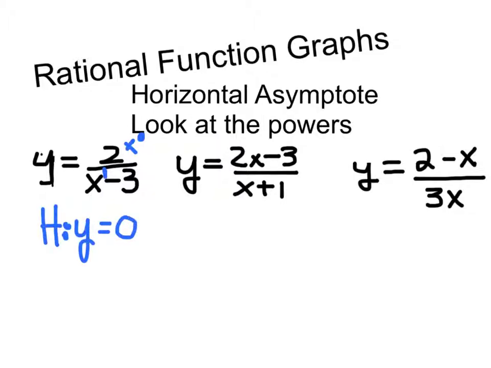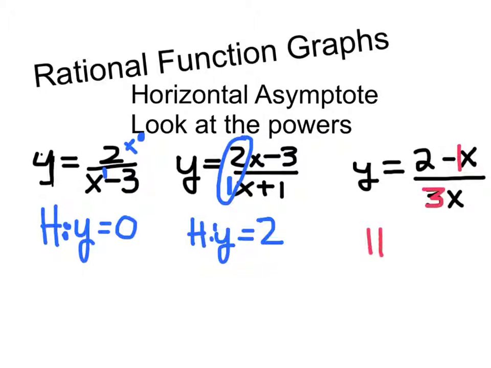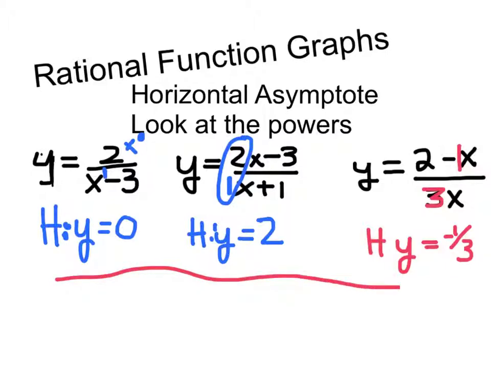If the powers are the same, like in this problem, then you look at the leading coefficients. And so 2x over 1x would have a horizontal asymptote at y equals 2. In this next example, the powers are the same, but the leading coefficients are 3x and negative 1x. So the horizontal asymptote would be at y equals negative 1/3. Now, we also did what happens when the top power is bigger. Those are slants or holes, but they're not going to be on the final exam.